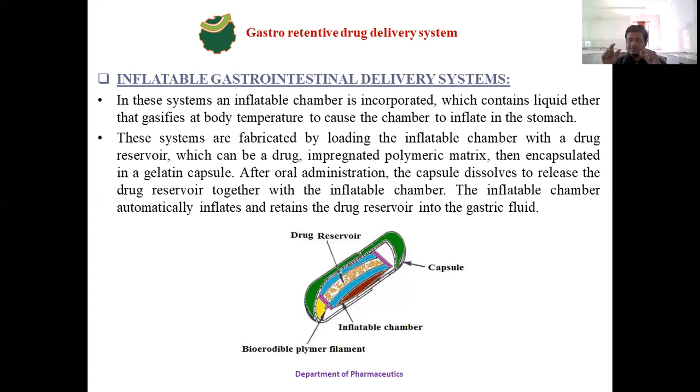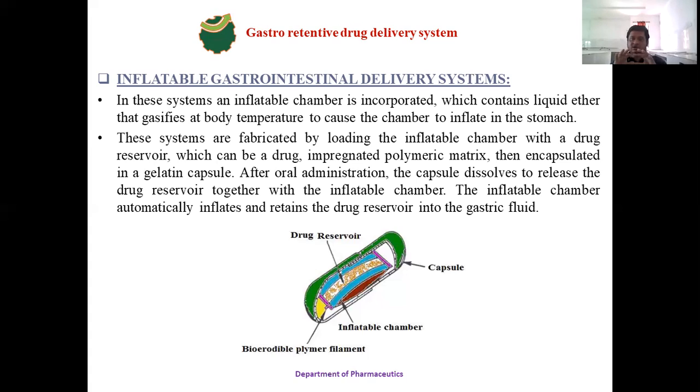Then the chamber inside that capsule will be exposed to the GI fluid, and the liquid present inside the chamber will convert to gas because of the body temperature. Once the system has that gas, it converts into a large chamber, because gas is present inside, and it will try to float in the gastric fluid. So this is an inflatable system.